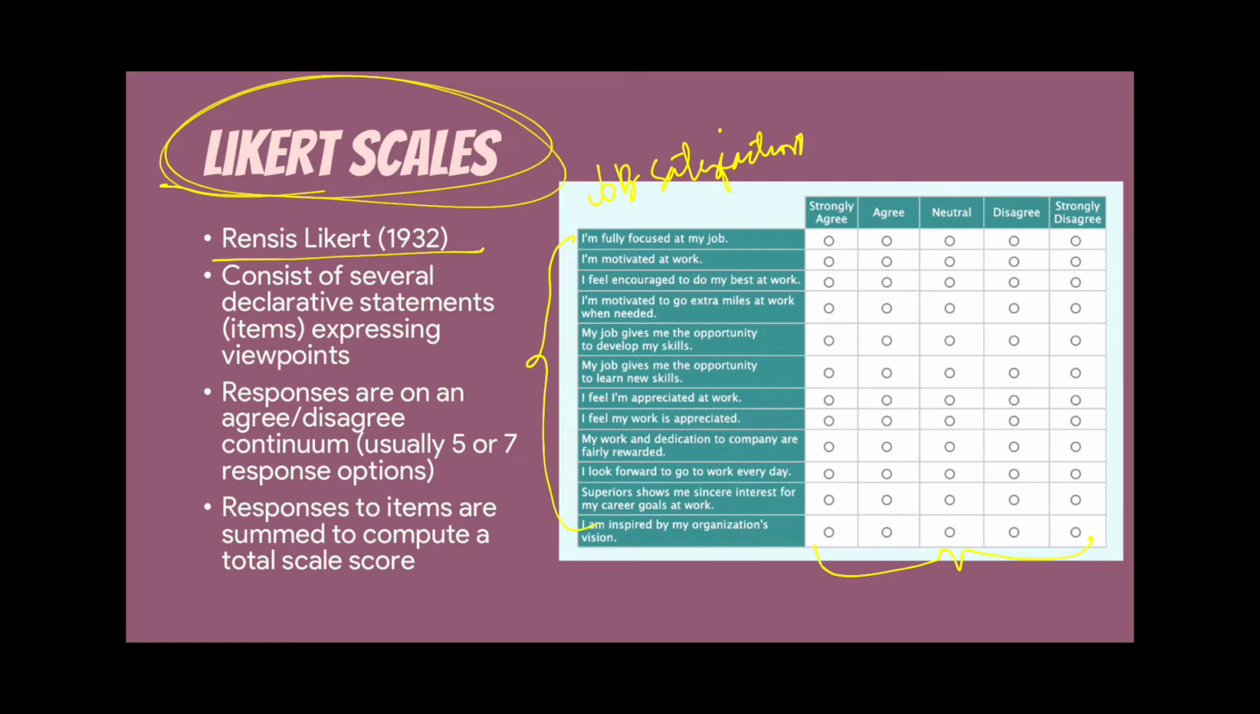And then the responses usually are in a continuum of 5 or 7 response options. If it's 5, we call it a 5-point Likert scale. If it's 7, then we call it a 7-point Likert scale. And in other disciplines, they like to have even-numbered Likert scales because they want a forced choice question, so they will also see a 4-point Likert scale.